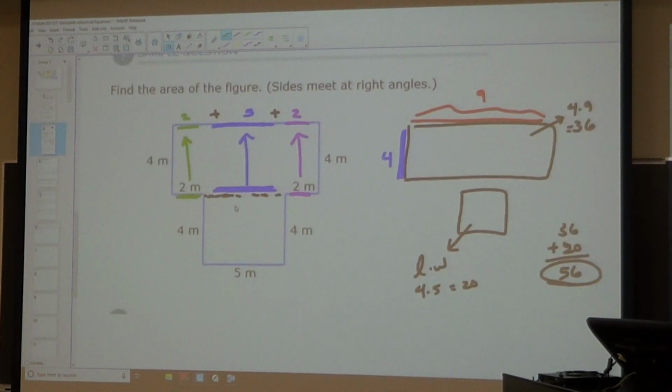So that 2 plus 5 plus 2 is 9, right? Right, that's how I'm getting the 9. 4 plus 9. And that 4 is coming from the side.